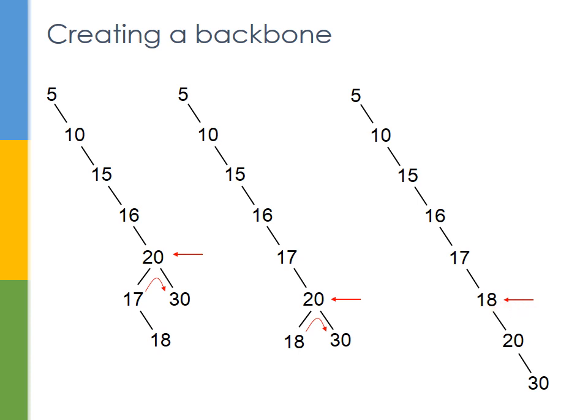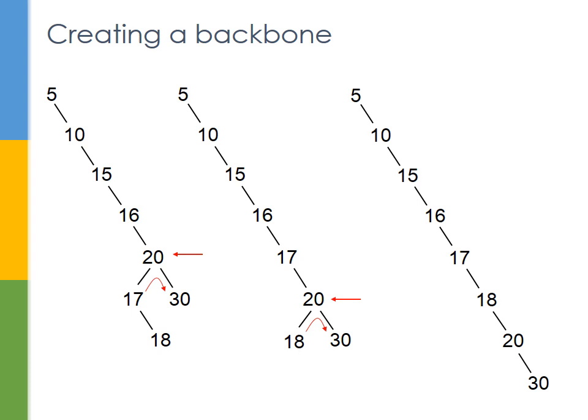So again, we then need to test node 18. We see that there's no left child, so we traverse to the right. We see that node 20 also doesn't have a left child, so again we traverse to the right. And at this point we then check to see whether node 30 has a left child. Again, it doesn't, so temp then gets updated to 30's right child, which is of course null, and that then terminates our loop. So we can see now that we've constructed a full backbone.